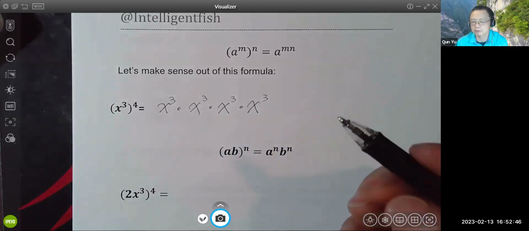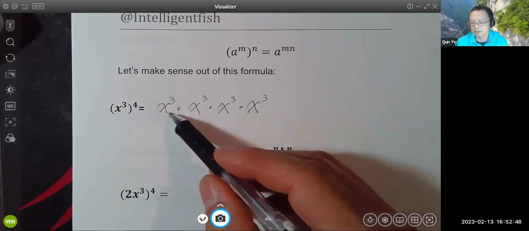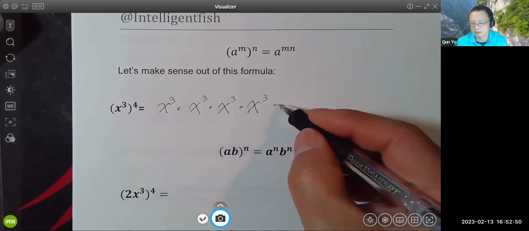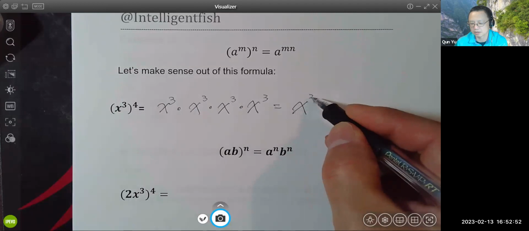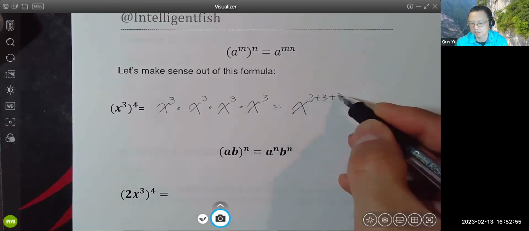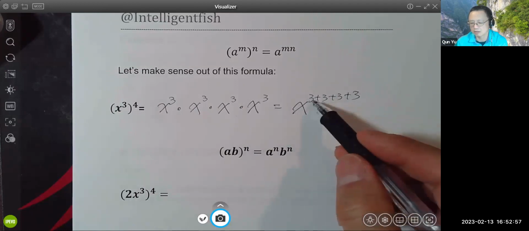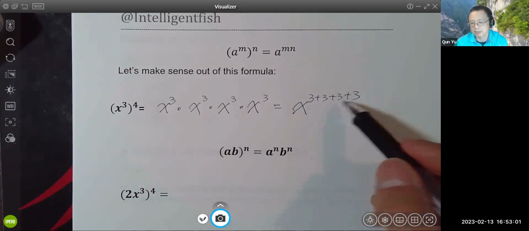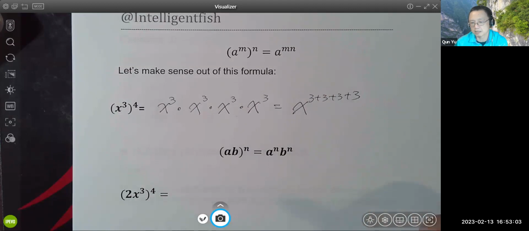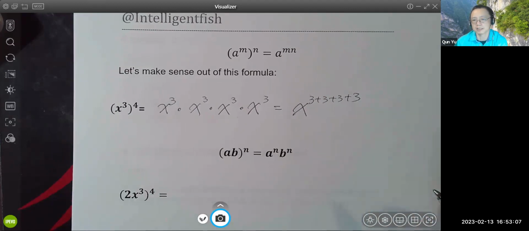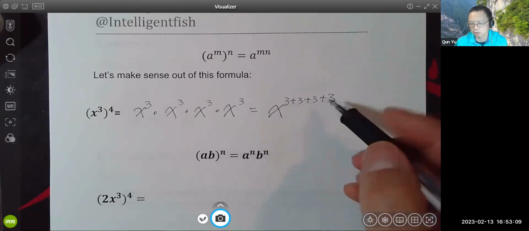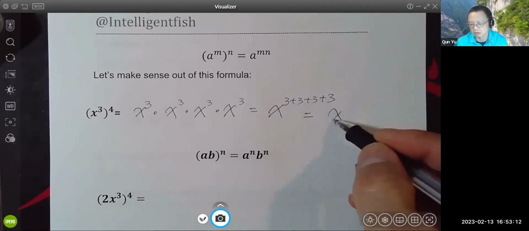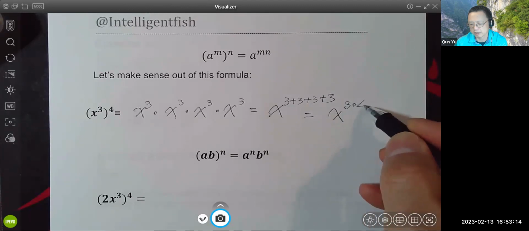Remember the very first formula we learned? When you multiply with the same base, you add exponents, right? So I get the same base, 3 plus 3 plus 3 plus 3. So what is 3 plus 3 plus 3? By definition, this means multiplication, because multiplication is nothing more than same number addition. That's the nature of the multiplication operation. We have 4 threes. So all we need is to indicate we have 4 threes.